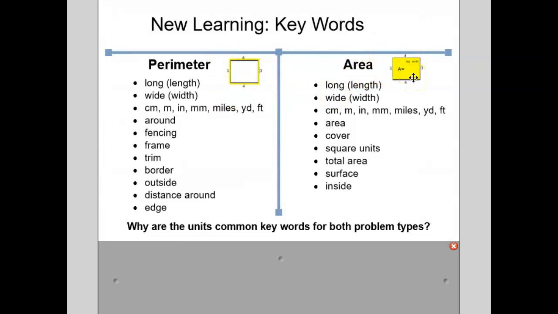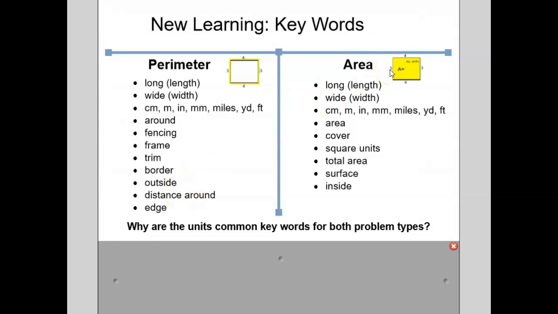So keywords that tell us a problem is perimeter are long, wide, different units of measure, around, fencing, frame, trim, border, outside, distance around, or edge. All of these words have one thing in common. They all refer to the outside edge of a shape, or the distance around a shape, or the distance on the outside of a shape.